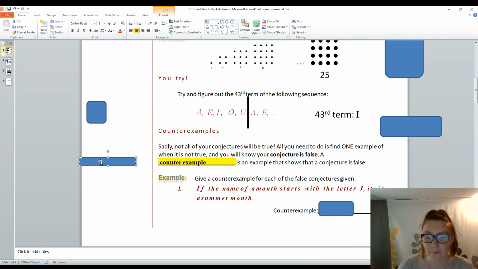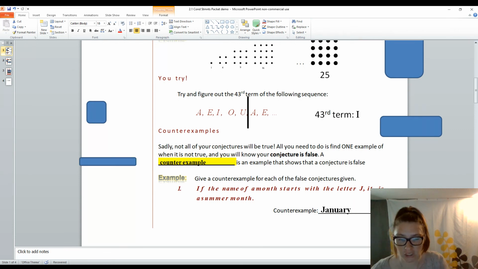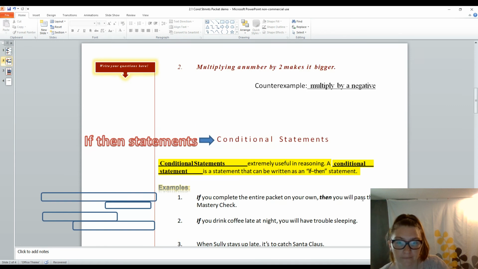It says, if the name of a month starts with the letter J, it is a summer month. So you have to think, do all summer months start with J? Okay. Well, June, July, those are J's, but is there a month that's J and not in the summer? And if there is, that's your counterexample. So I have one. It should be January. January is obviously not a summer month, so that is a counterexample. It proves it wrong right away.